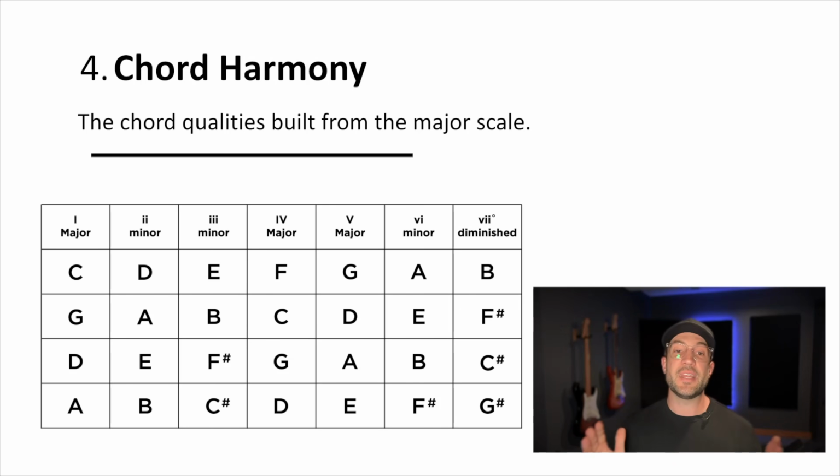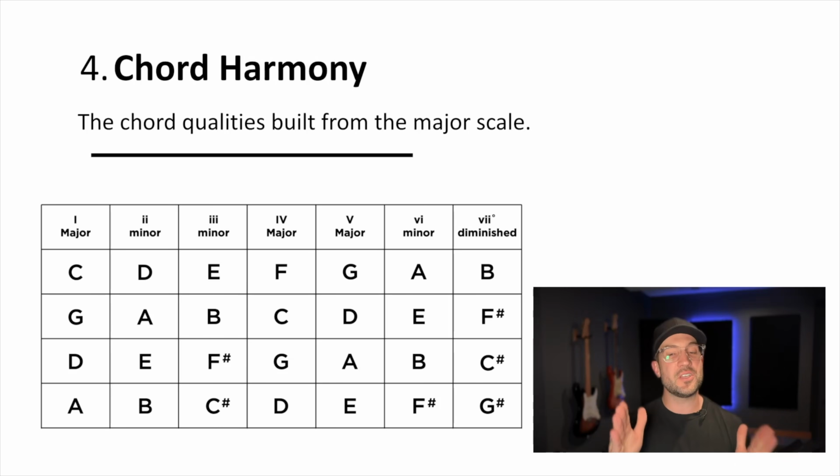For instance, if I'm in the key of C and I play a C minor instead of C major, I'm going to be using a note E flat that's not in the key of C. If I play D major instead of D minor, well, D major has the note F sharp. That's not in the key of C, so that doesn't work in the key of C, and so on and so forth.